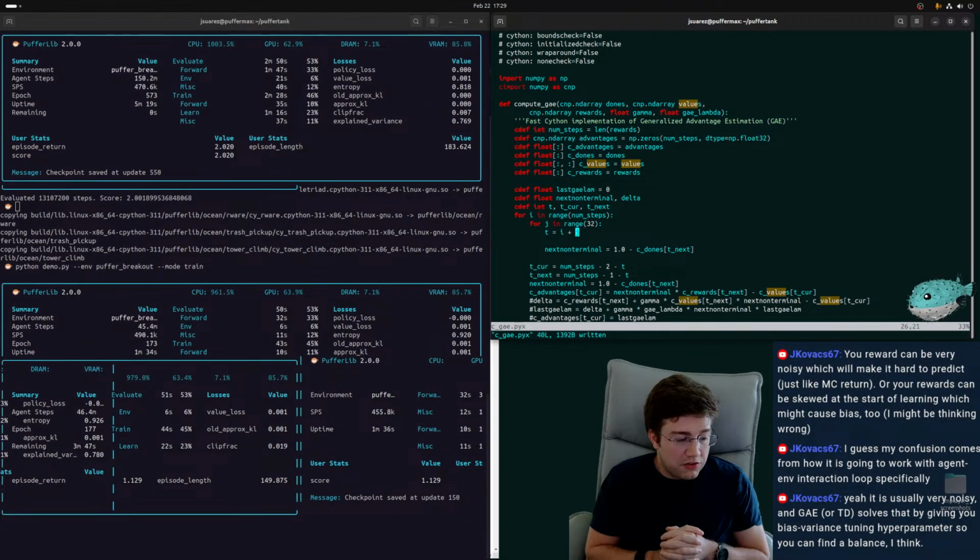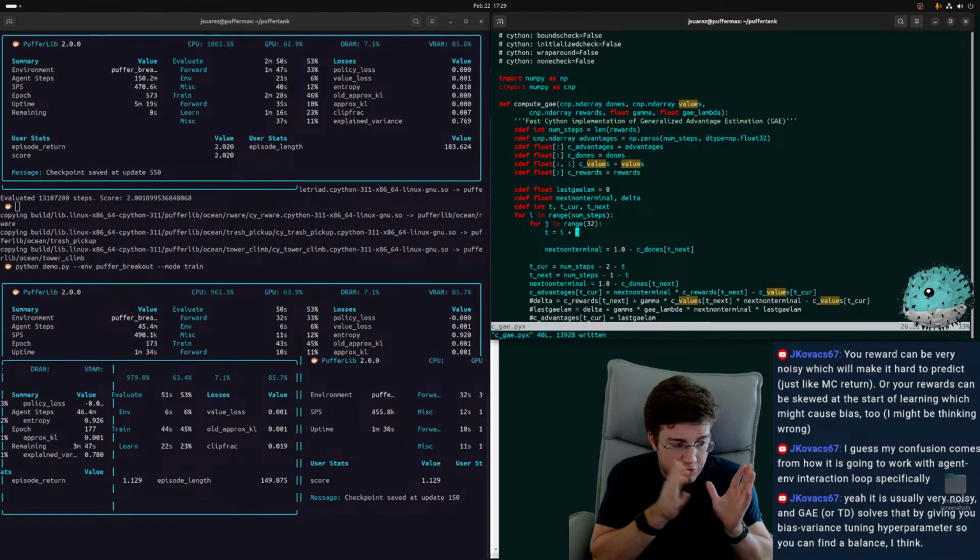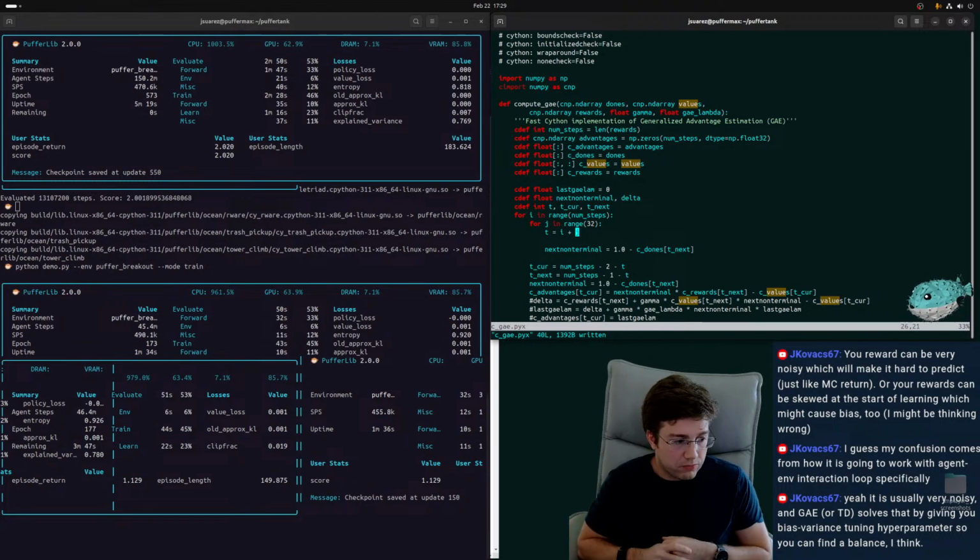Right, but all that it does is it gives you, what are those parameters doing, right? They're giving you an effective horizon to look at. Like if you have a 0.9 gamma, then your effective horizon is about 10. If it's 0.99, then it's about 100.